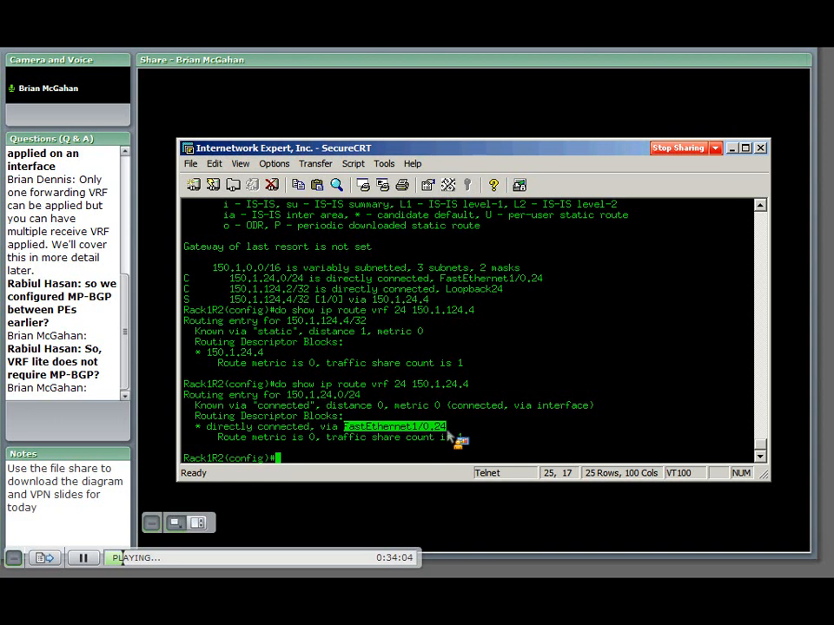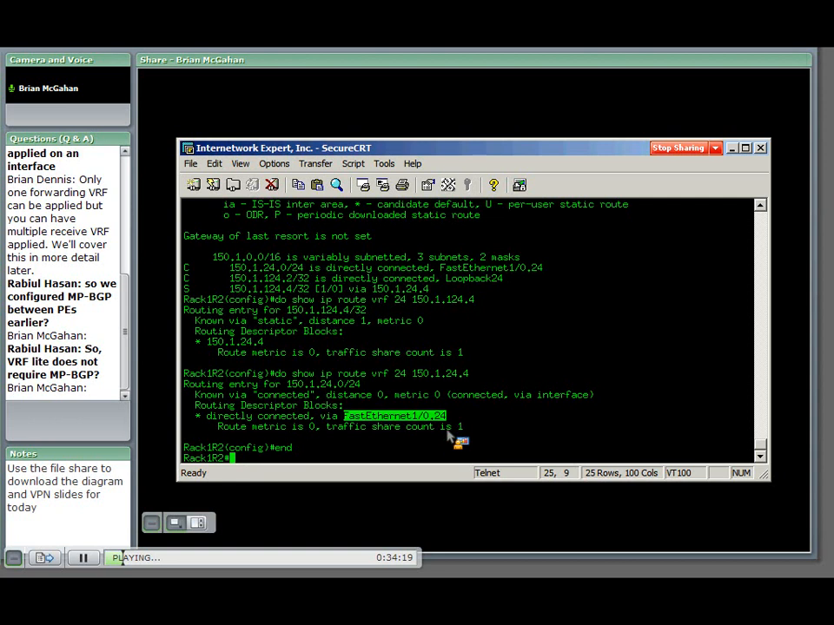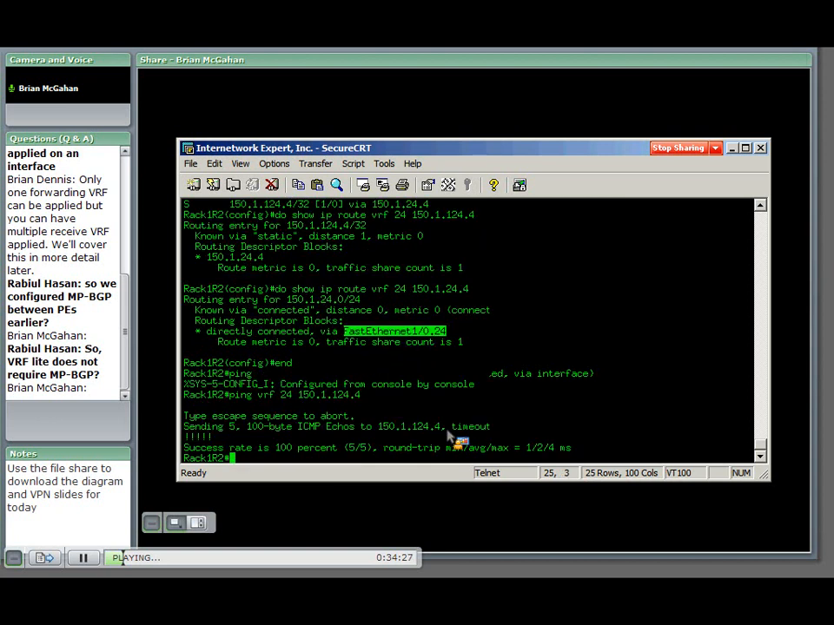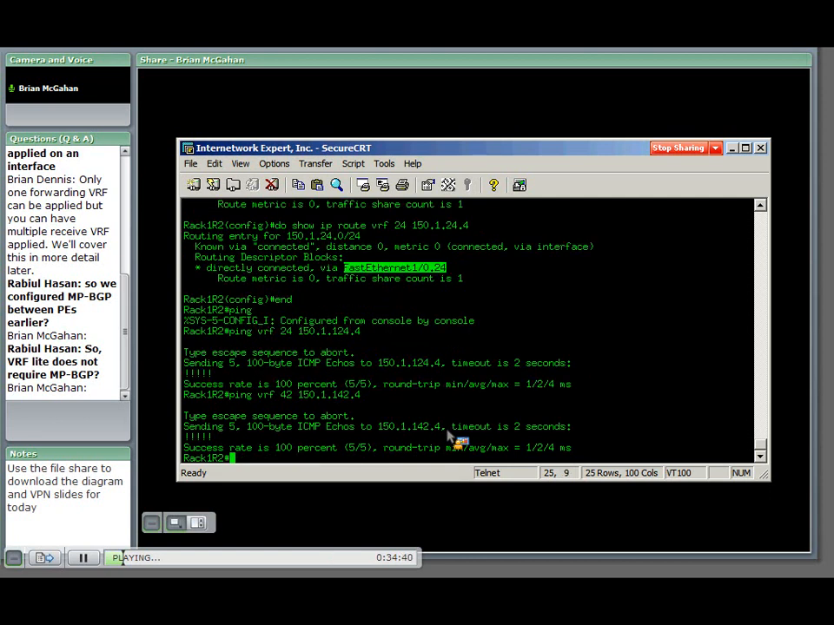Okay, so just like a normal routing lookup in the global table, we're looking at what is the final destination, what is the next hop for it. Then we need to do a recursive routing lookup on the next hop to get it to point out a particular interface. So now on router 2 here, if we say ping inside VRF24, we want to reach the destination 150.1.124.4. And we see we do have connectivity. Okay, that's the first loopback of router 4. Now inside the other VRF, we should have reachability to the other loopback, which we do.